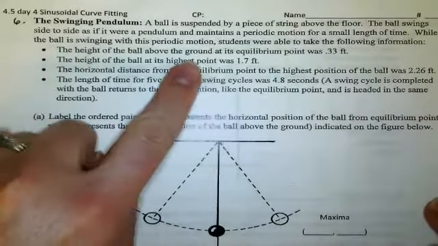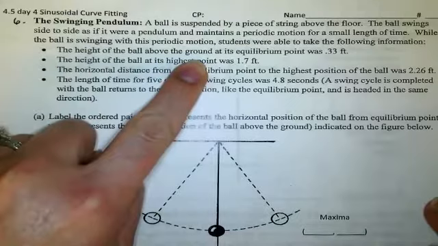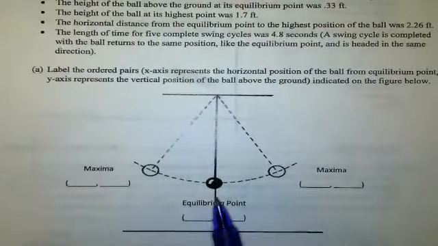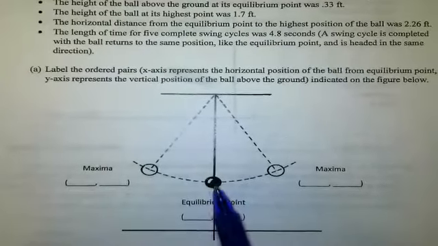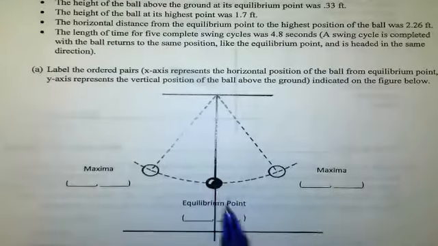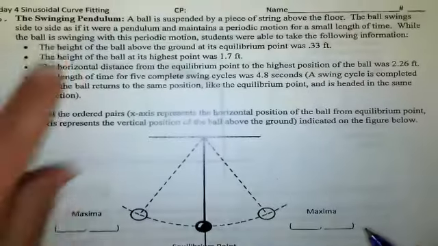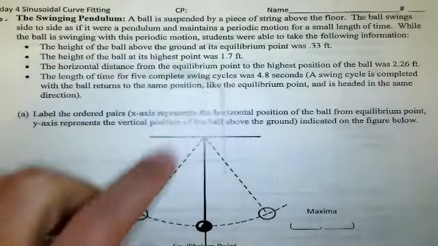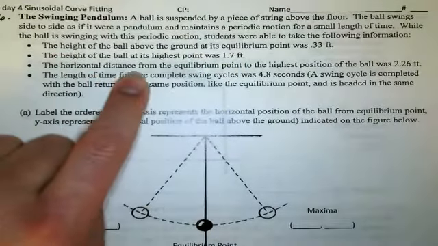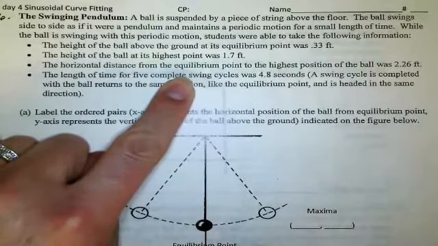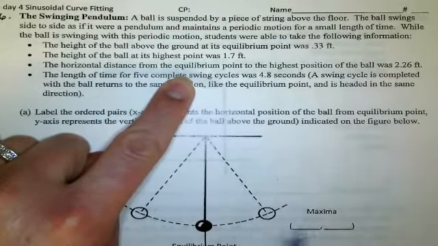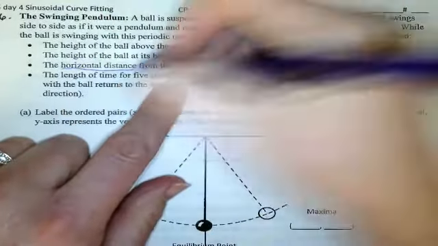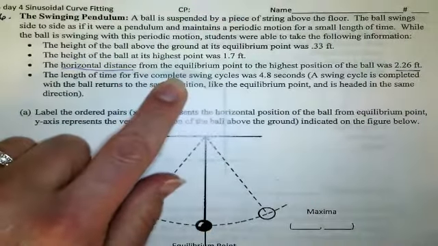The height of the ball above the ground at its equilibrium point was 0.33 feet. So this is a picture of the ball. This is the ground, and here is that little ball on the string. And that is the equilibrium point. The height of the ball at its highest point was 1.7 feet. The horizontal distance from the equilibrium point horizontally to the highest position was 2.26. So this is the horizontal distance, 2.26 feet.